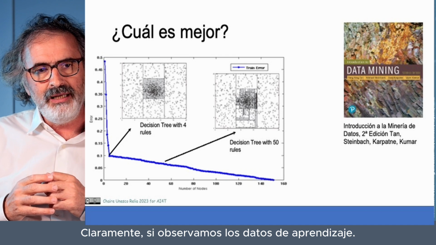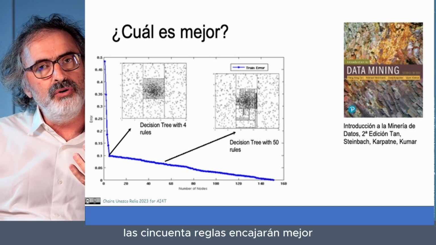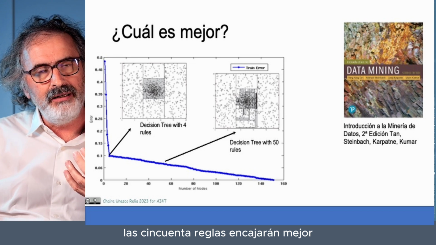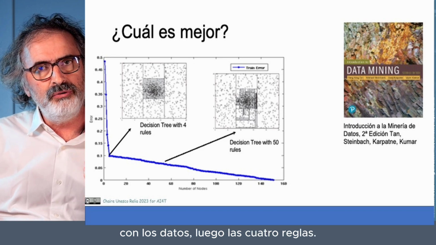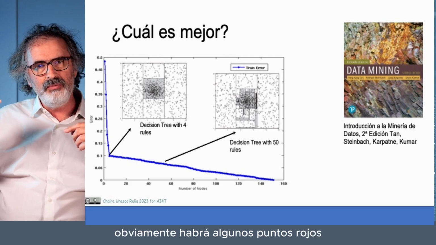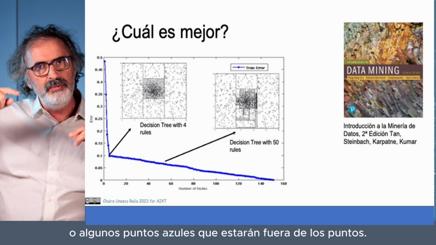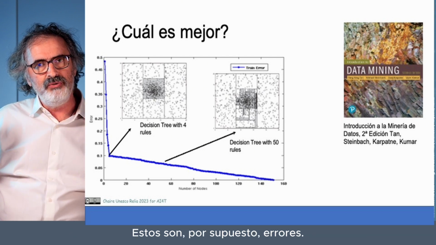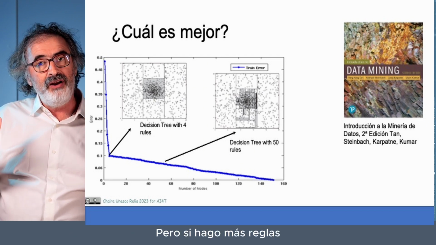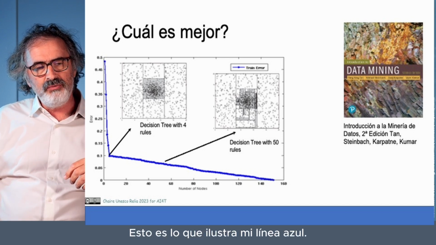So obviously, if we look at the learning data, the 50 rules will fit the data better than the 4 rules. If I only do 4 rules, there are obviously going to be some red points inside the box or some blue points outside the box. These are, of course, mistakes. But if I do many more rules, I will be fitting nicely. So this is what my blue line is illustrating.